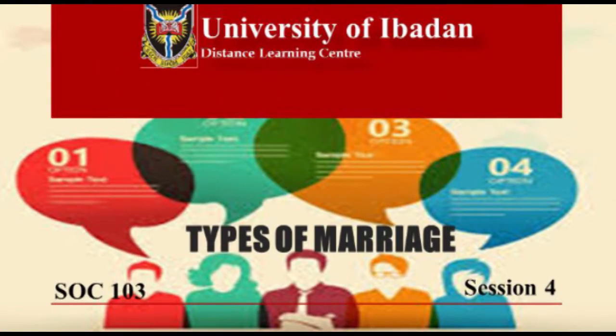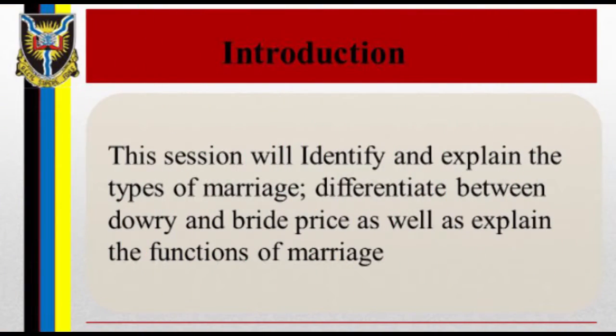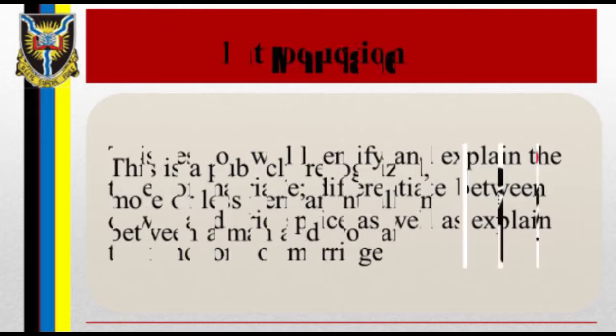Studies Section 4, Introduction. This unit introduces you to the different types of marriage that exist across cultures and societies. Learning outcomes for Studies Section 4. When you have studied this session, you should be able to identify and explain types of marriage, differentiate between dowry and bride price, and explain the functions of marriage.